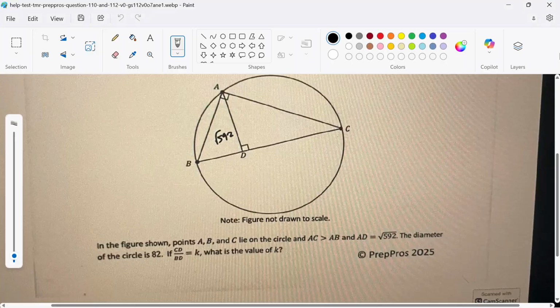Here's an SAT style question. It's not an official SAT question, but supposedly a difficult SAT style question. Here's a figure. It says not drawn to scale.